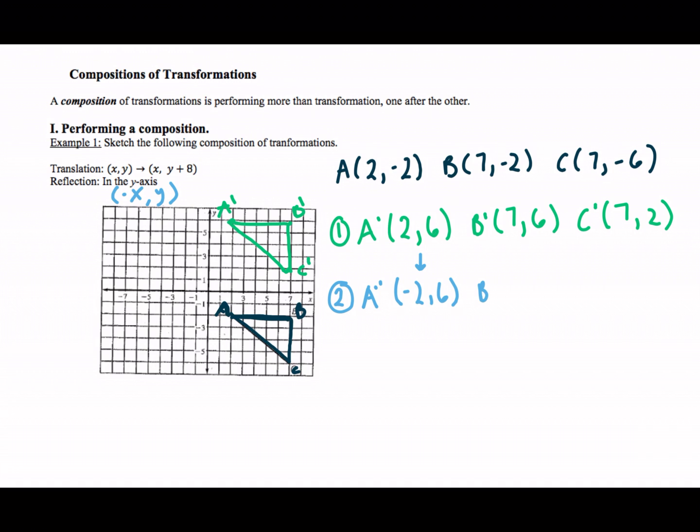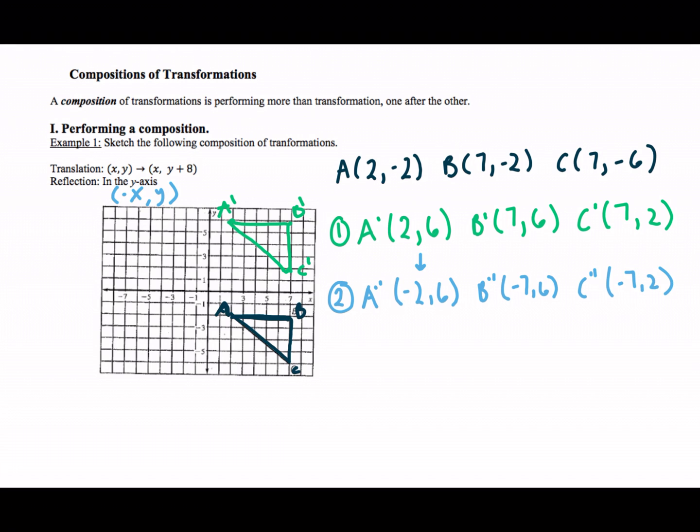Okay? B double prime becomes -7, 6, and notice how I'm calling these double prime. We've now transformed the image for a second time, so we need a second tick mark by the letter. So C double prime becomes -7, 2.